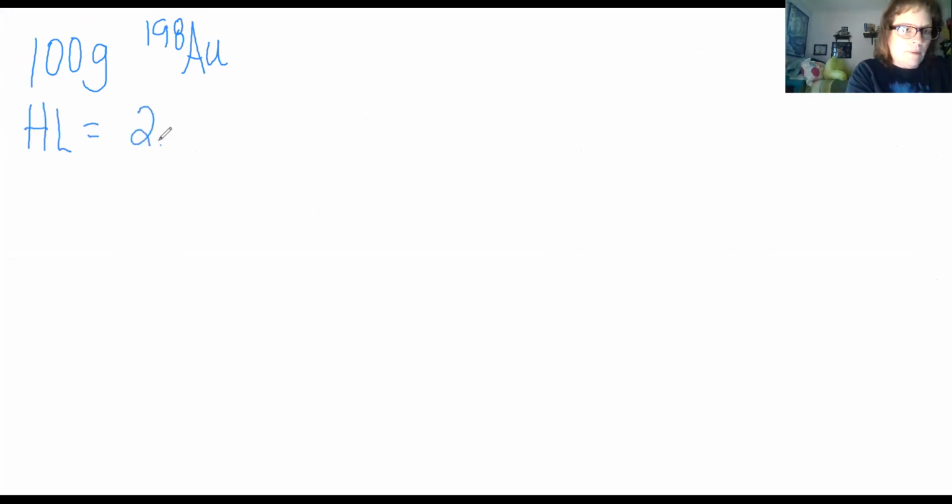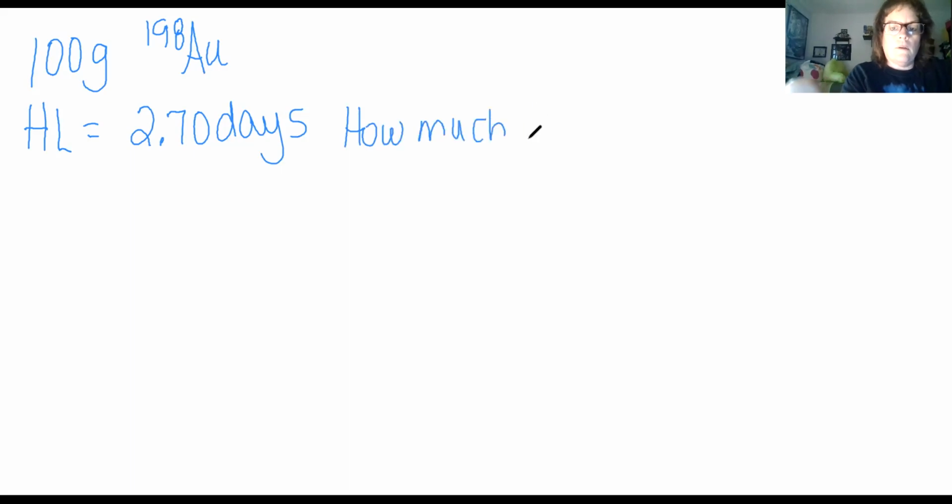All right, well, if you remember, we have 100 grams of the isotope of gold, and it says that its half-life, I'll abbreviate half-life here, is 2.70 days. Okay, and then, so how much is left after 8.10 days?